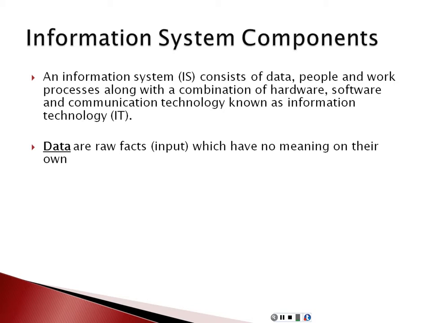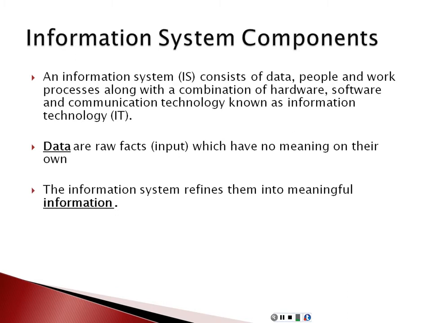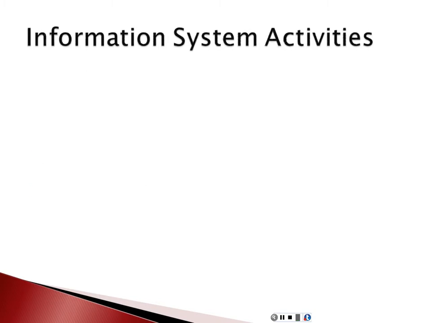I've also mentioned this before, but I want to go over this again as far as the difference between data and information. Data are raw facts, or that's the input. It has no meaning on its own, basically, but once it is processed, then it becomes information. And so the information system's job is to refine that raw data into meaningful information.